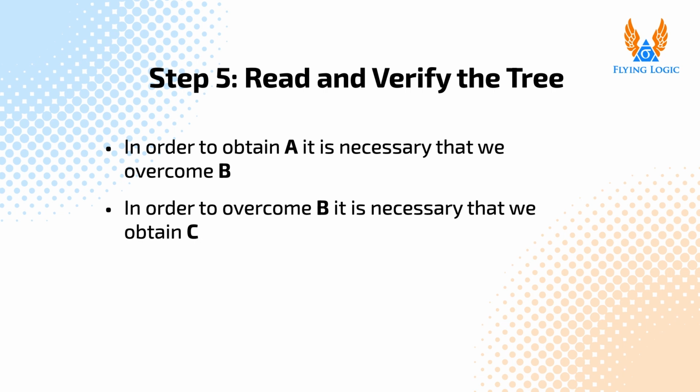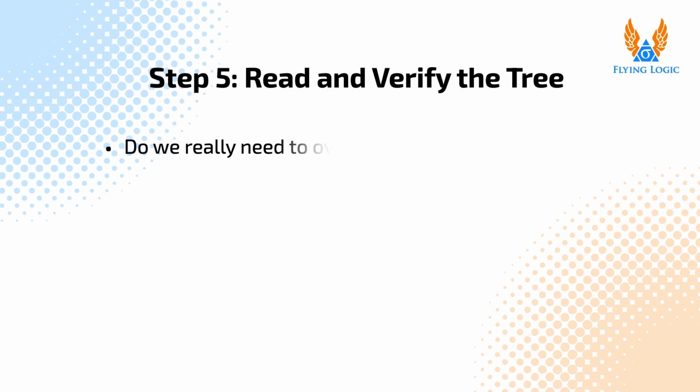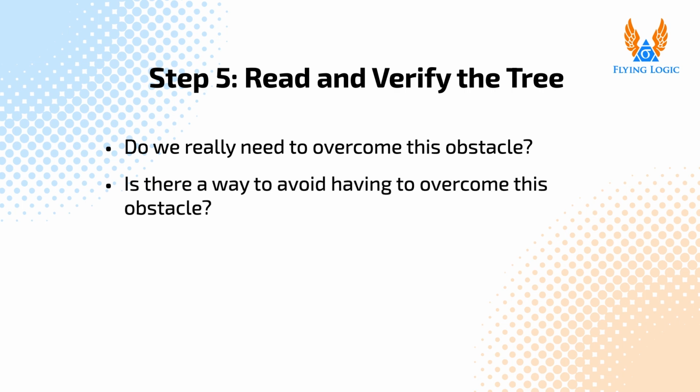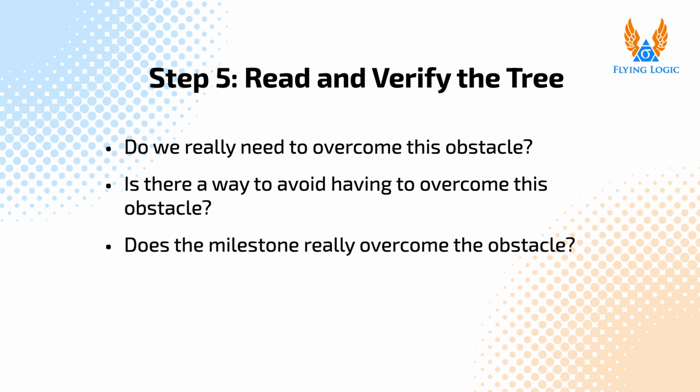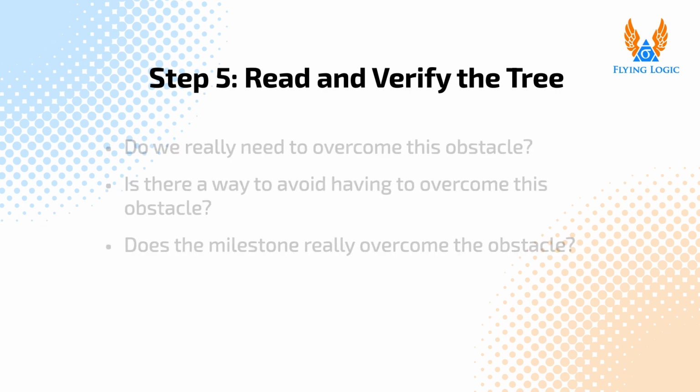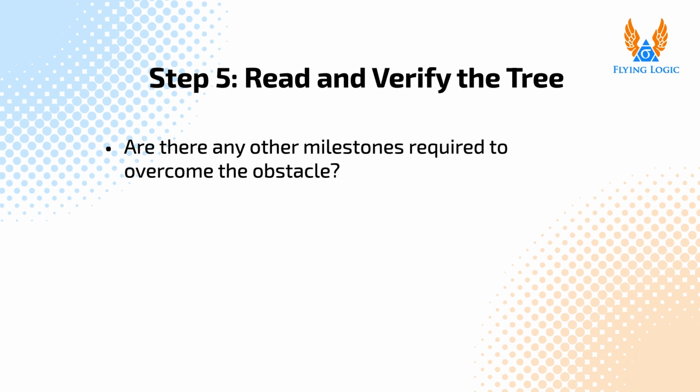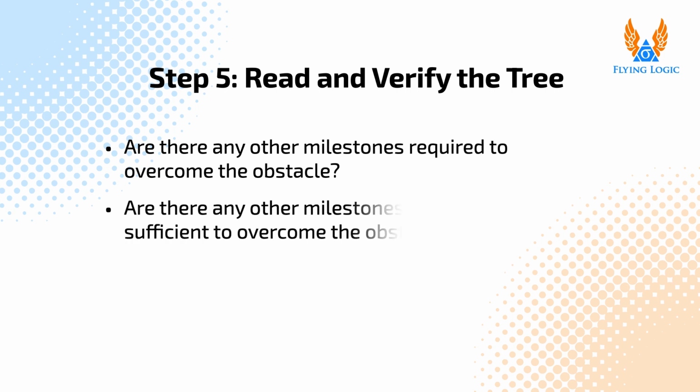Now make sure you apply the categories of legitimate reservation as you read through the tree. Ask yourself questions such as, do we really need to overcome this obstacle? Is there a way to avoid having to overcome this obstacle? Does the milestone really overcome the obstacle? Are there any other milestones required to overcome the obstacle? Are there any other milestones that are also sufficient to overcome the obstacle?